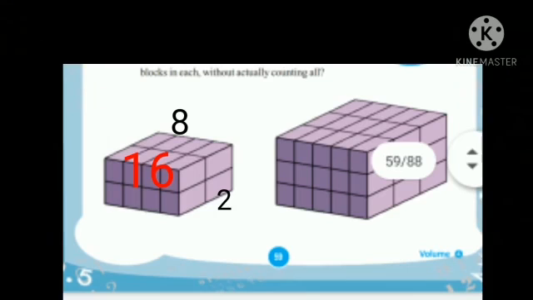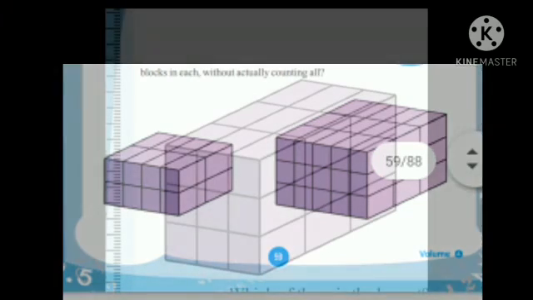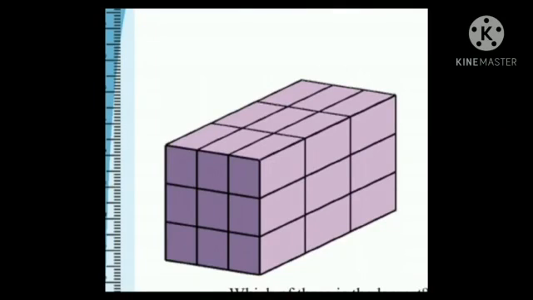And in the second picture also, there are 15 smaller blocks in the first layer. So there are 3 layers. 15 into 3 is equal to 45 smaller boxes in the second picture. Then without counting, can you calculate the number of blocks in this picture? 9 blocks on the upper part. Okay, then the number of layers is 3. So the total number of smaller blocks should be 9 threes are 27.